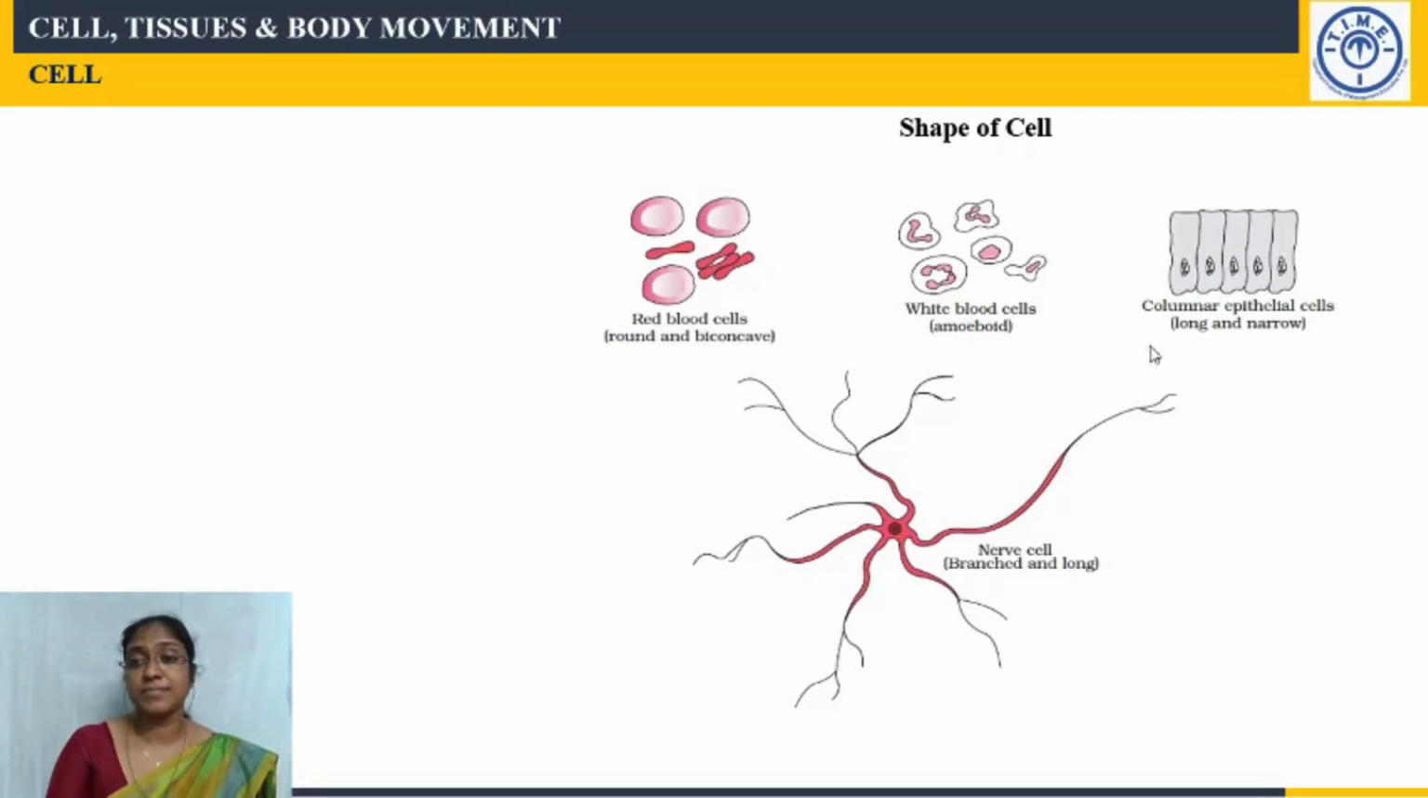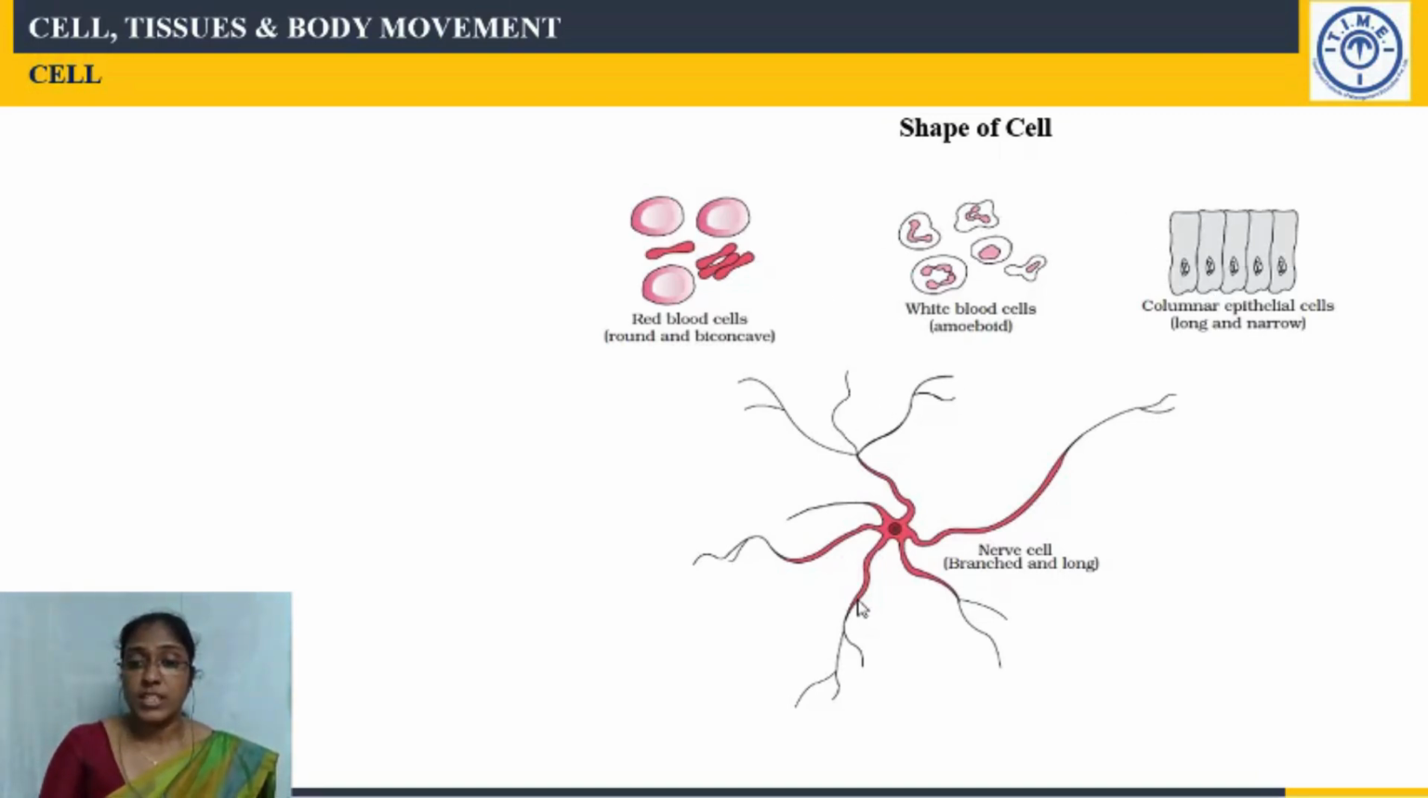Yes. Then columnar epithelial cells, their shape is long and narrow. Columnar epithelial cells are found in the internal organs of our body. So what is its shape? It is long and narrow in shape. Okay. Then columnar epithelial cells can be seen in the internal organs and digestive system. The intestine and stomach are lined by columnar epithelial cells.